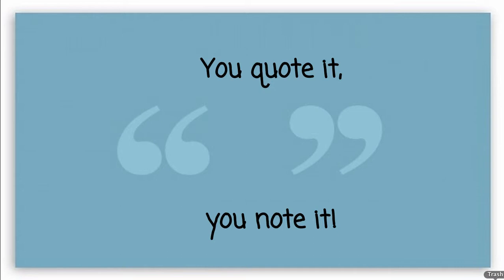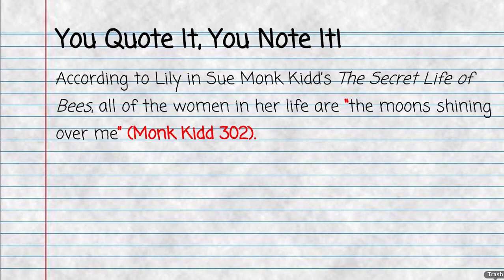The big thing to know about citing sources right now is that if you quote it, you've got to note it. And that just means that when you include a quote, and in our first essay we'll be writing about The Secret Life of Bees, you have to include the author's last name and the page number in parentheses at the end of the sentence. You'll notice that the period goes at the end of the sentence after the citation.